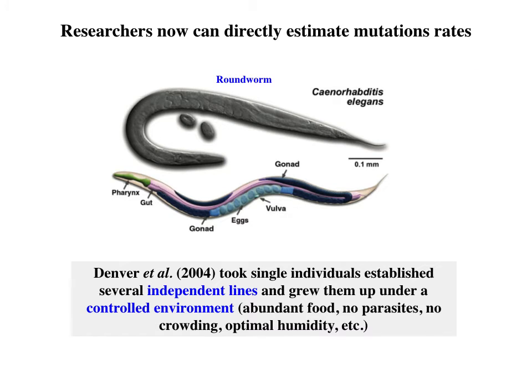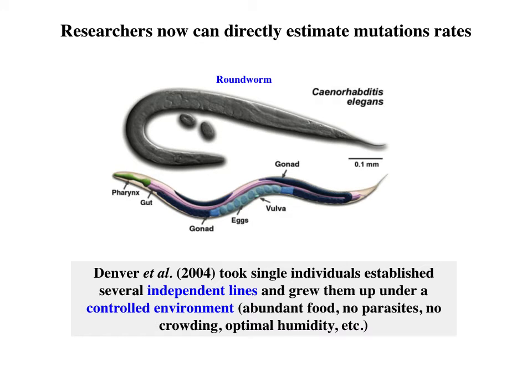Hopefully you came up with one of the obvious issues, and that is not all mutations are going to result in a loss of function. And so it would be really nice if researchers could actually estimate mutation rates directly. That's what Denver et al. in 2004 did when they established several independent lines of a roundworm called C. elegans. And they grew them up under a controlled environment, with abundant food, no parasites, no crowding, optimum humidity, etc.